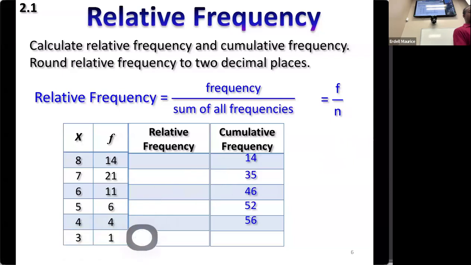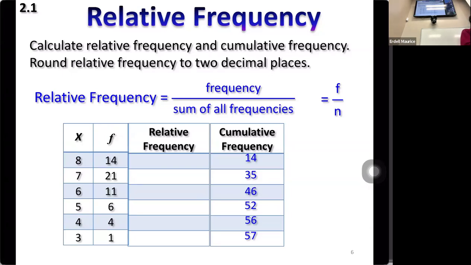56 plus 56 plus 1. And so this means 57 people took this test. Does that make sense? 57 people took this test. Out of those 57, one person got 3 out of 8. Out of those 57, 14 people got 8 out of 8.